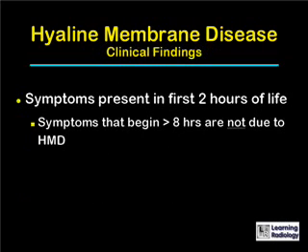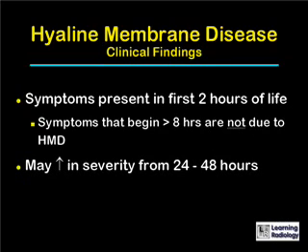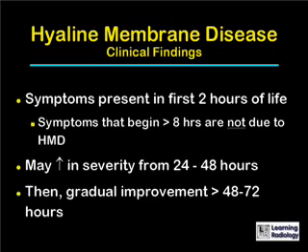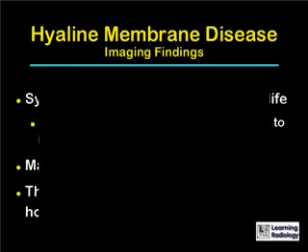Symptoms present in the first 2 hours of life. Symptoms that begin after 8 hours are usually not due to hyaline membrane disease. There may be an increase in the severity of symptoms from 24 to 48 hours, and then there's gradual improvement over the ensuing 48 to 72 hours in most cases.